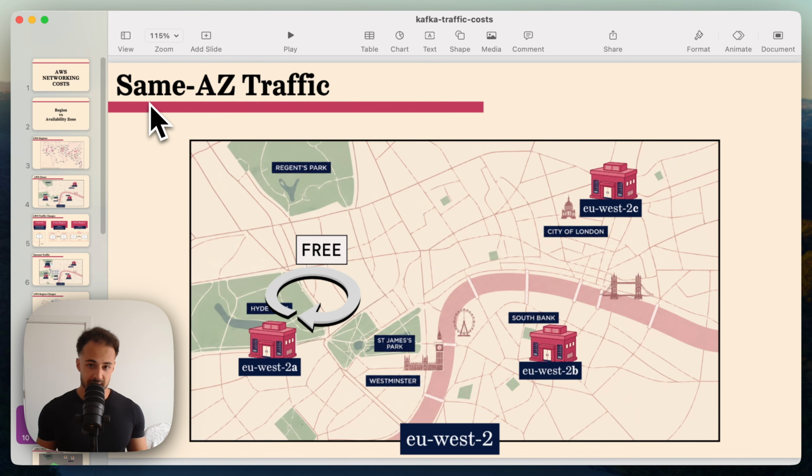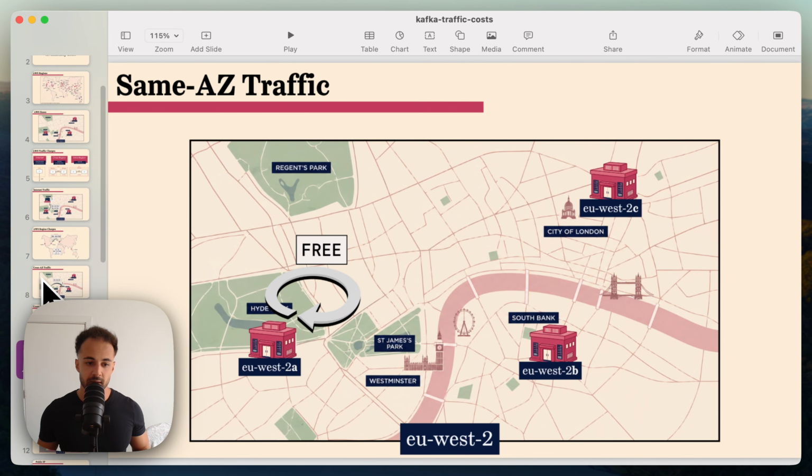The other thing is same AZ traffic, which is data basically going from one building to the same building, between 2 machines in the building. Now, again, there could be multiple buildings, so it could be one building to another building that are right next to each other, but the price is basically free for these things because it's in the same AZ. This is usually the best connectivity you have.